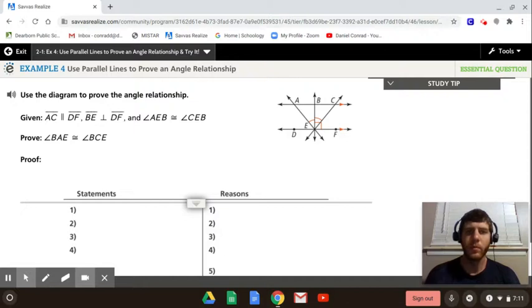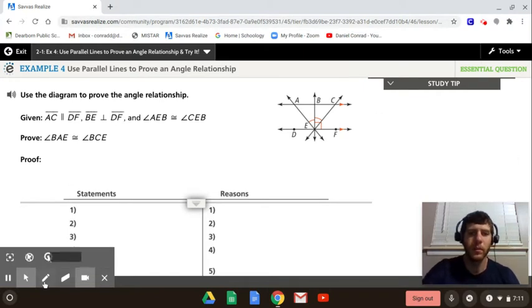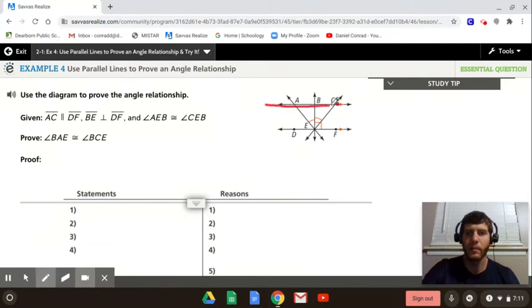Okay, example 4 wants us to use our angle relationships to do a proof. So they're giving us some information here. They're saying that AC is parallel to DF. So if we wanted to highlight that so we can see it clear, AC is parallel to DF right here. So those two lines are parallel, right? And these little orange arrows on here, we can add them again here, tell us those lines are parallel.